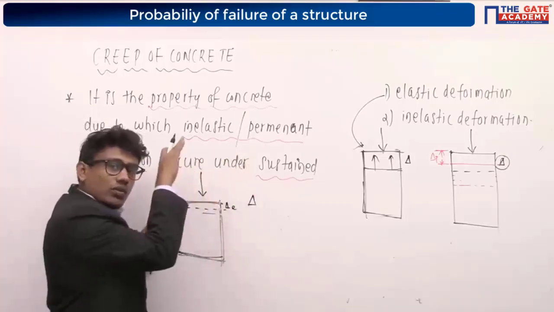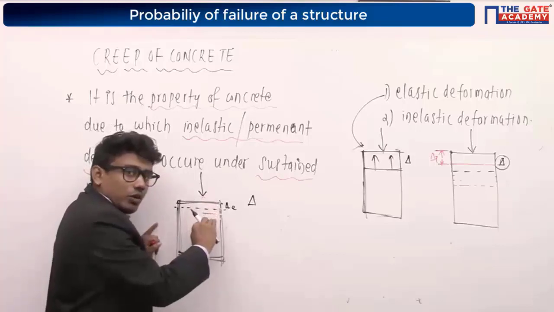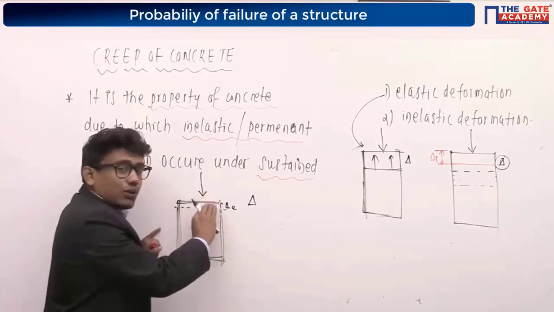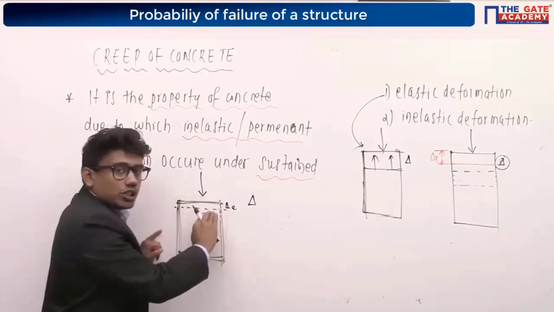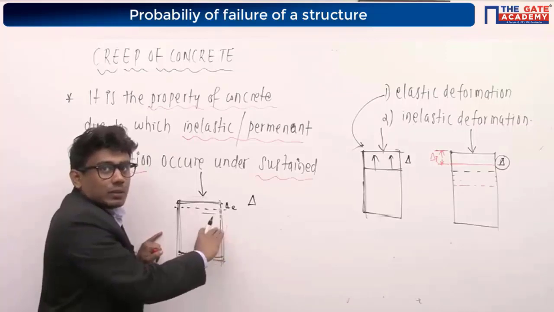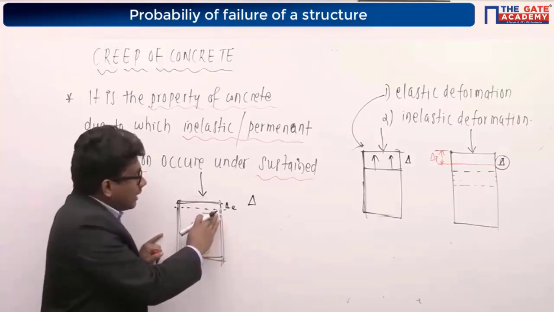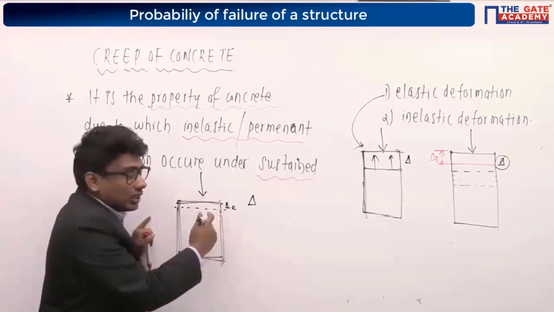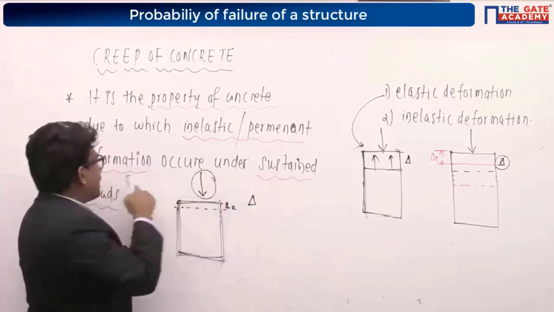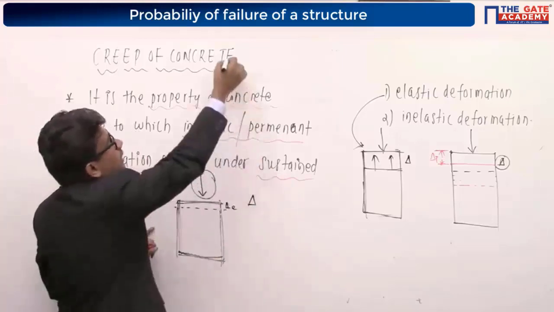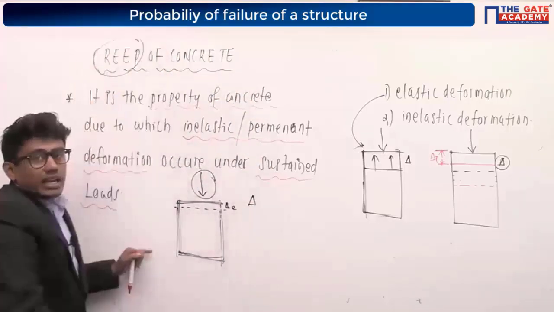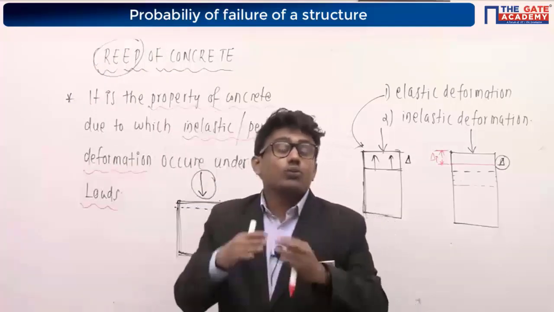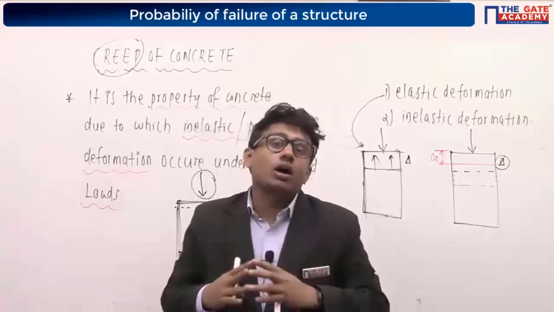If I keep this load for a very long time, the deformation will keep on increasing slowly. But on the removal of the load, the elastic deformation will be recovered, and this much portion will not be recovered. That permanent deformation occurred in the concrete due to these sustained loads is called creep in the concrete. Actually, it is a deformation occurring in the concrete due to the placement of loads for a very long time.